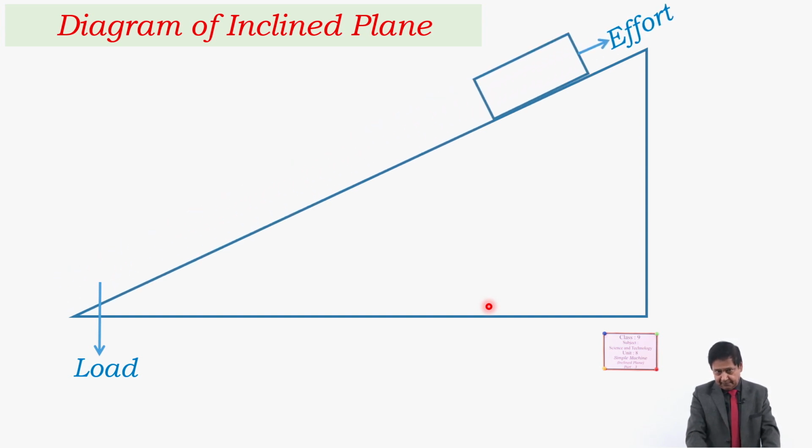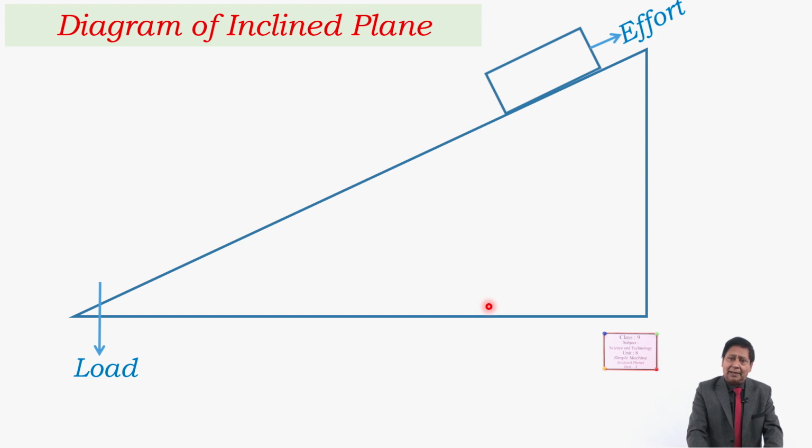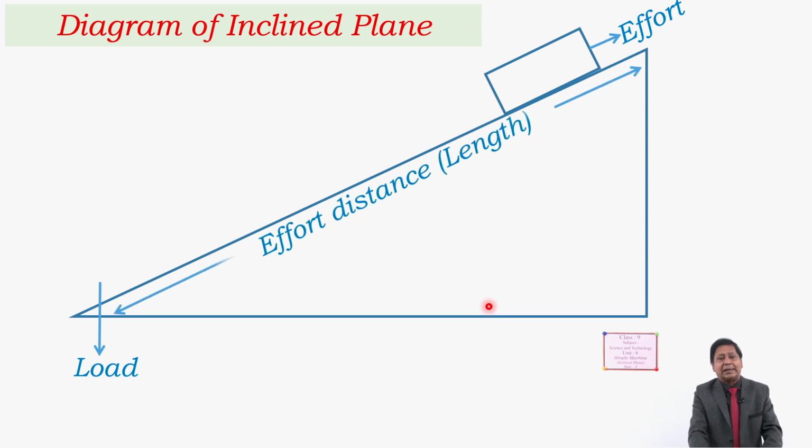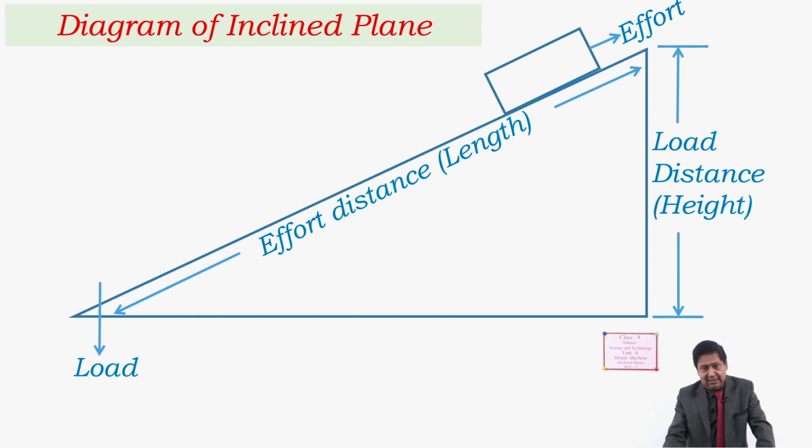Now it is pulled on the surface of the inclined plane from one end to the other in this way, and so the length through which the load is pulled is called effort distance. This load is pulled from this point to this point. That's why the whole length of the inclined plane is considered as effort distance, because effort is applied from this point to this point. At the same time, the load is raised to this much height. The vertical distance from the horizontal to the final position of the body, that is the load, is taken as load distance.